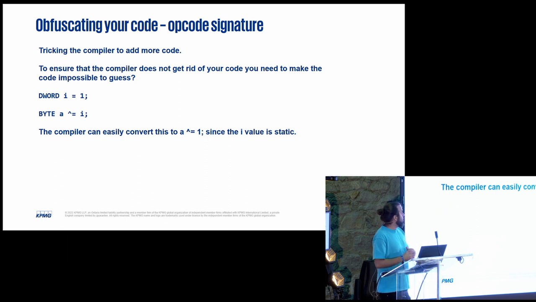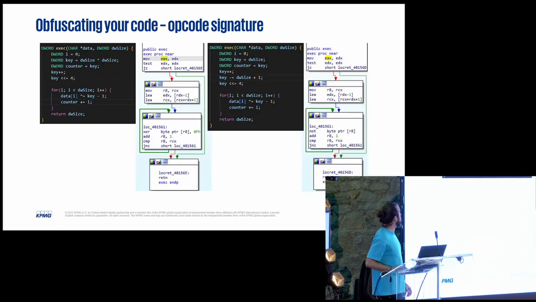So they're just going to remove all that code, so it's not going to change the signature. This is something to keep in mind. The trick usually, when you want to make sure that the signature will be different, is to make sure that you don't have any static value in there, so the compiler cannot predict what the value is going to look like. So here's an example where we have some code.